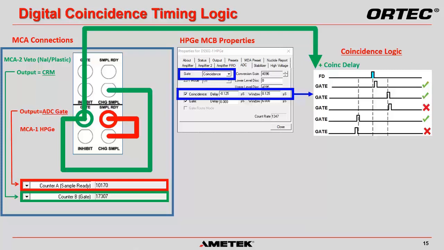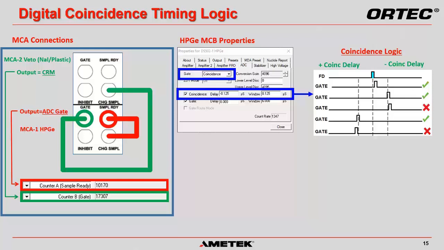If the gate pulse from the Veto detector occurs before the fast discriminator on the high purity germanium detector, then we simply add a delay to align coincidence events to a common start time for comparison. If the gate signal comes in after the fast discriminator, then we use a negative delay to align the event times. The delay can be adjusted in 25 nanosecond increments to just over 6 microseconds.